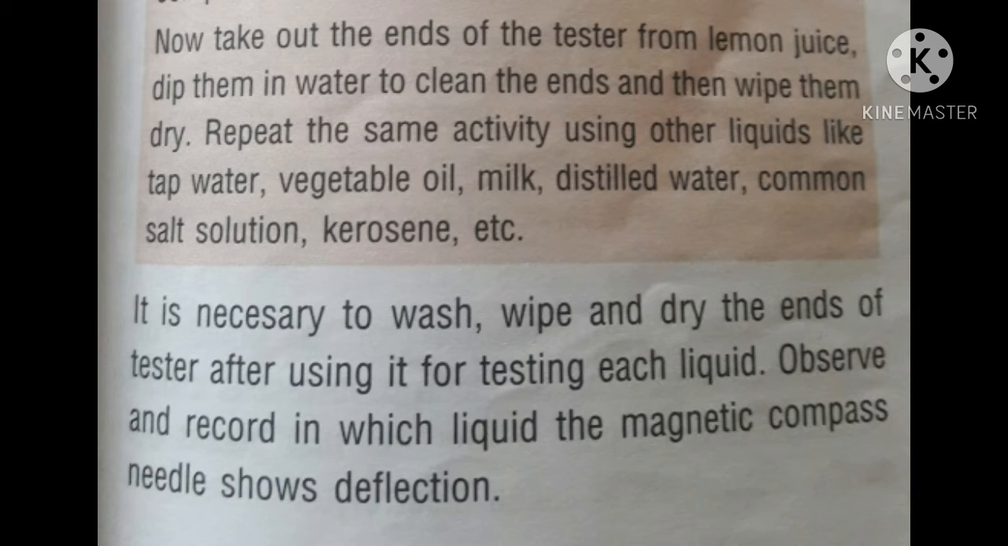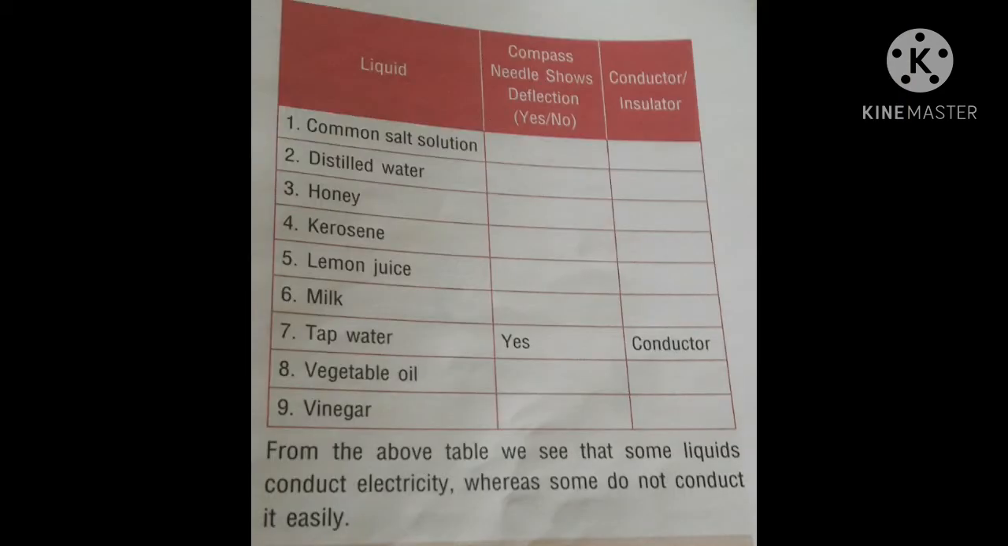Now observe and record in which liquid the magnetic compass needle shows deflection. This table is given for testing different types of liquid. We will observe that some liquids conduct electricity while some don't. For example, distilled water does not conduct electricity. Common salt solution easily conducts electricity. Honey and kerosene do not conduct electricity.